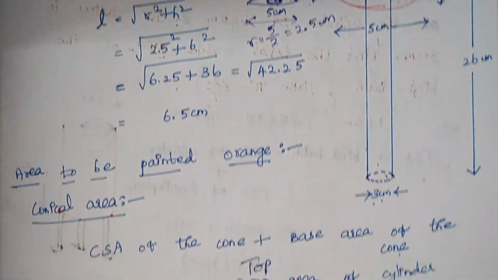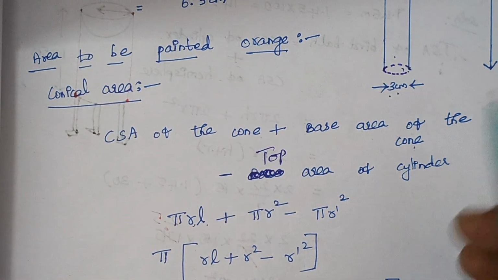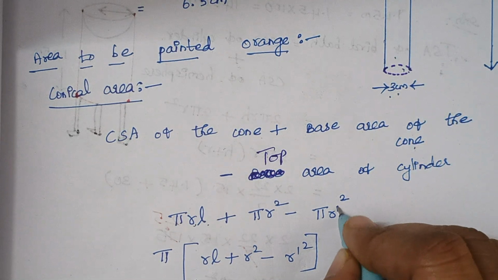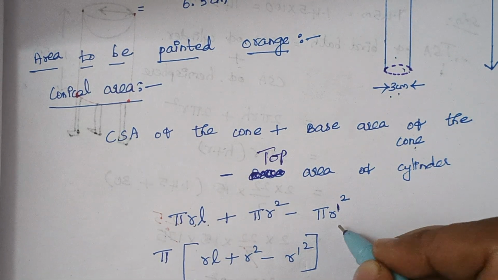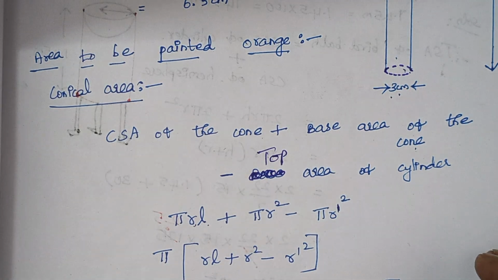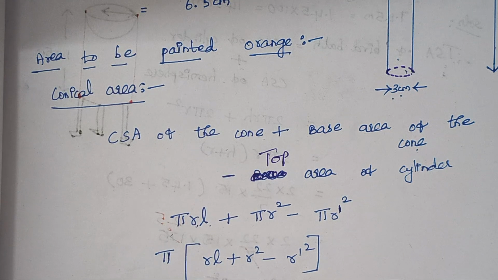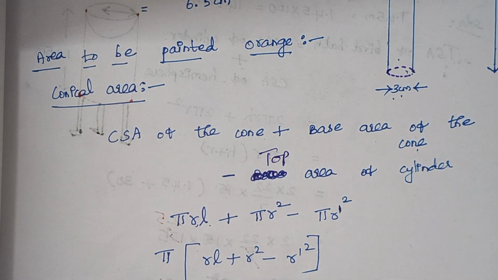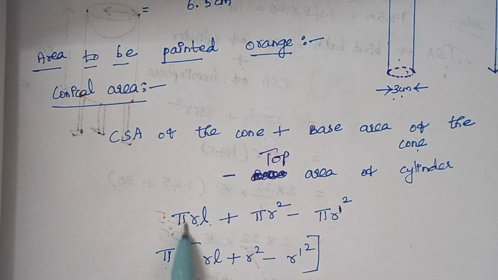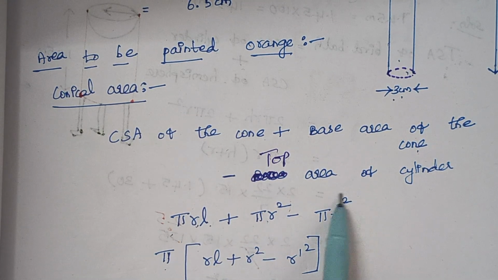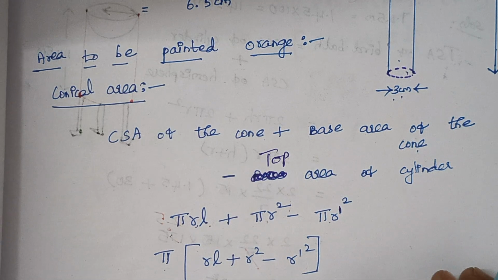So here what is the formula for circle? The area is pi r square, and since for cylinder we have taken the radius as r dash, here I am writing it as r dash square, right? So in all these three terms we are having pi as common. So take pi outside. When you take pi, what about the remaining terms? Here it is RL, here it is r square, and here it is r dash square, right?